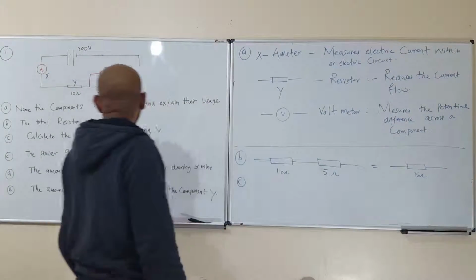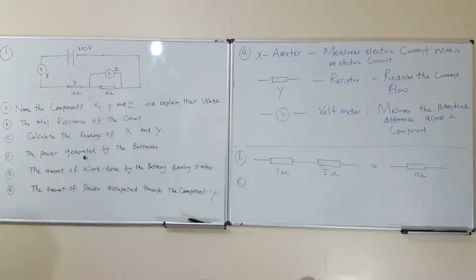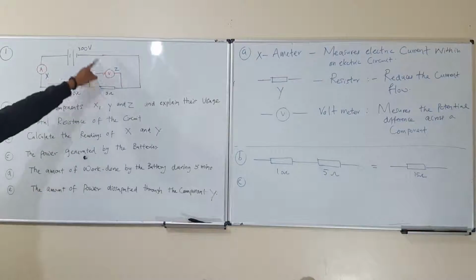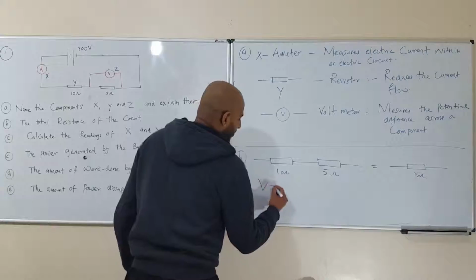To find current here, there are a few equations we have learned. In this case, the best equation we can probably apply is V equals IR. Ohm's law basically, V equals IR.